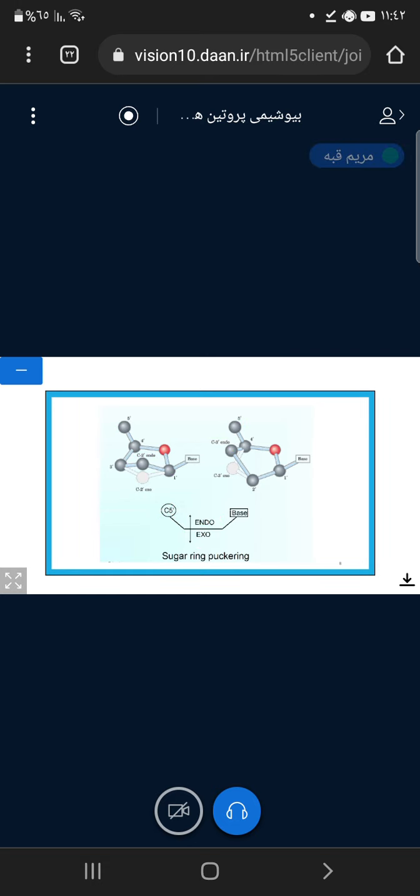شکلا رو نمیخواد حفظ کنین، که بکشین. فقط گذاشتم که از روش یاد بگیریم. سوالی ندارین؟ خب ممنون.